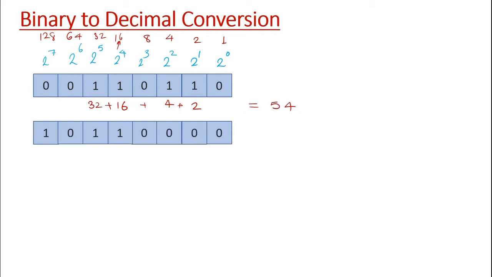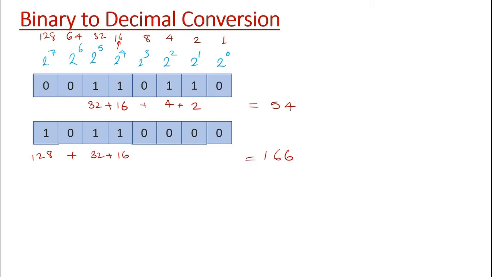Let's take the second octet. So again, we are going to take 128 here. This is 64, not 32. This is 16, and the remaining are 0. So let's add these values. 128 plus 32 plus 16 plus 64... and that is 1. So this is coming as 166.